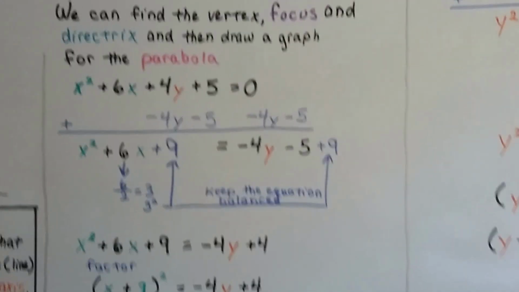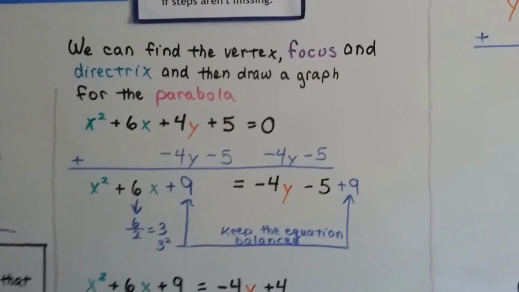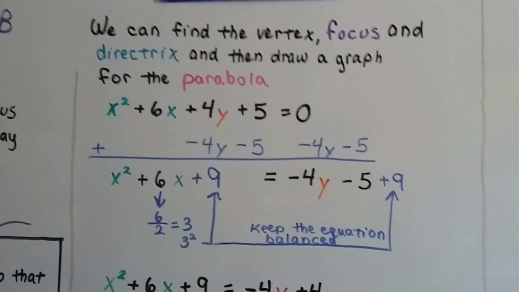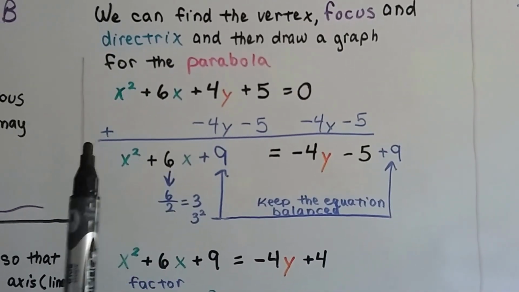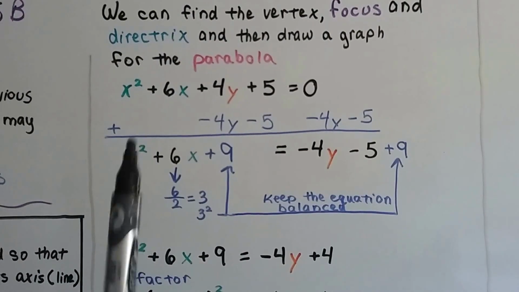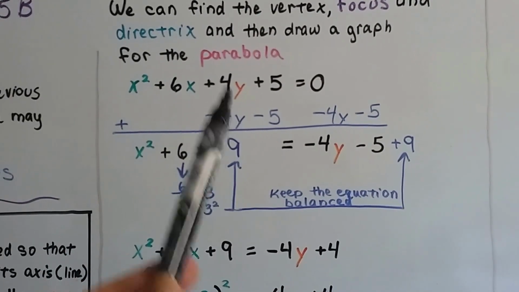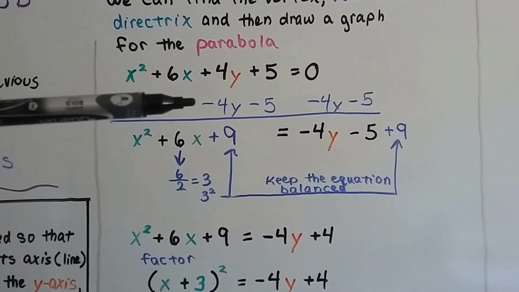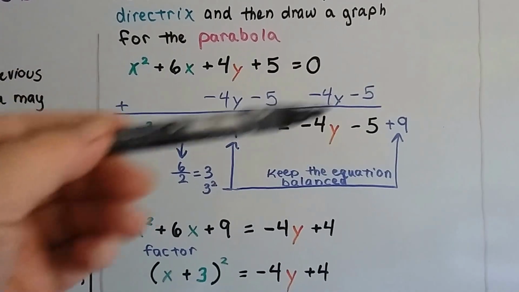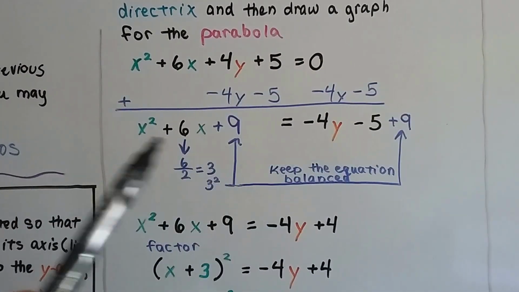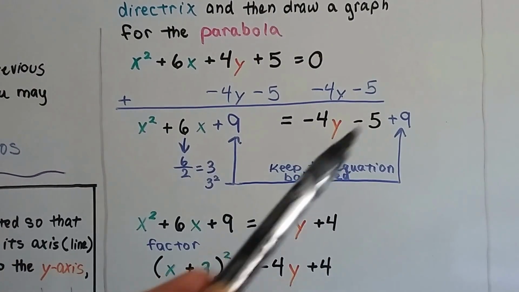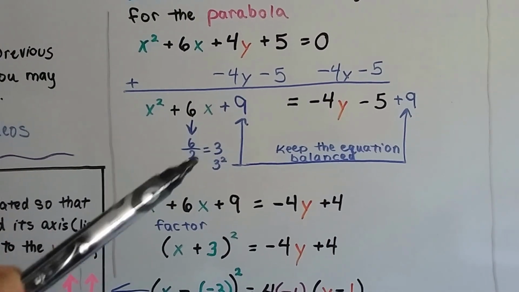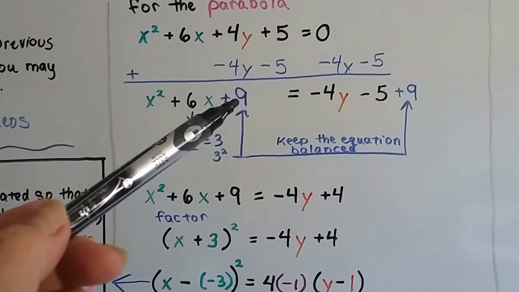So we can find the vertex, focus, and directrix, and then draw a graph for the parabola x squared plus 6x plus 4y plus 5 equals 0. We're going to set it so the x variables are on this side and the y variables are on this side, plus the constant. So we're going to add a negative 4y and negative 5 to each side of the equation so that it is balanced like that. And then when we complete the square, 6 divided by 2 is a 3. We square it, so we have a plus 9 on this side.